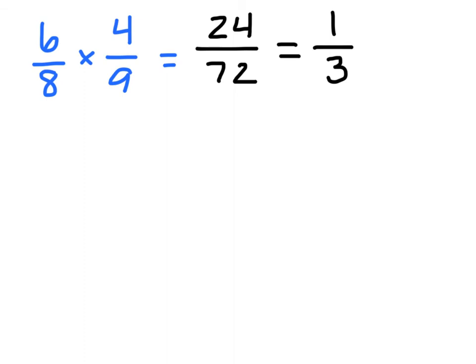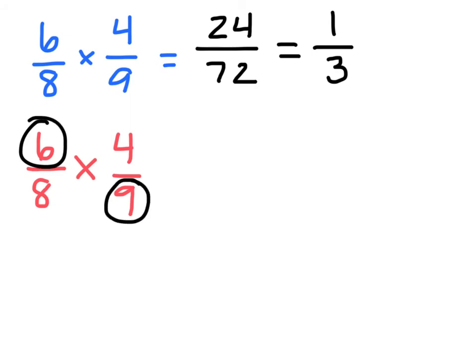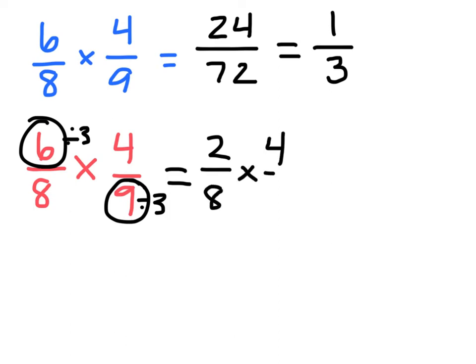Now let's try method 2. 6/8 times 4/9. Let's look at our first numerator and denominator pair. Do these share a common factor? They sure do. 3. So we'll divide each by 3, giving us new fractions, 2 over 8 times 4 over 3. Now let's look at our second pair, 4 and 8. These are each divisible by 4, right?